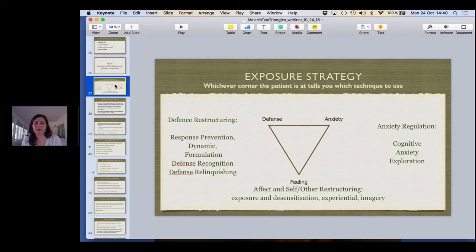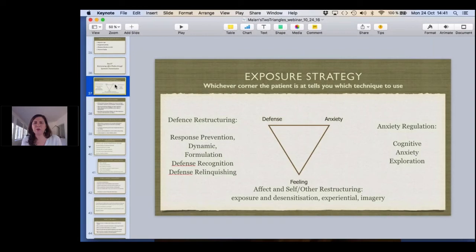On the feeling pole, it's affect and self-other restructuring, and so this is like the experiential side of APT. It's really where I love to work, and it's all about exposure and desensitization. It's experiential. You're using imagery, and this is where we do a lot of our portrayals.